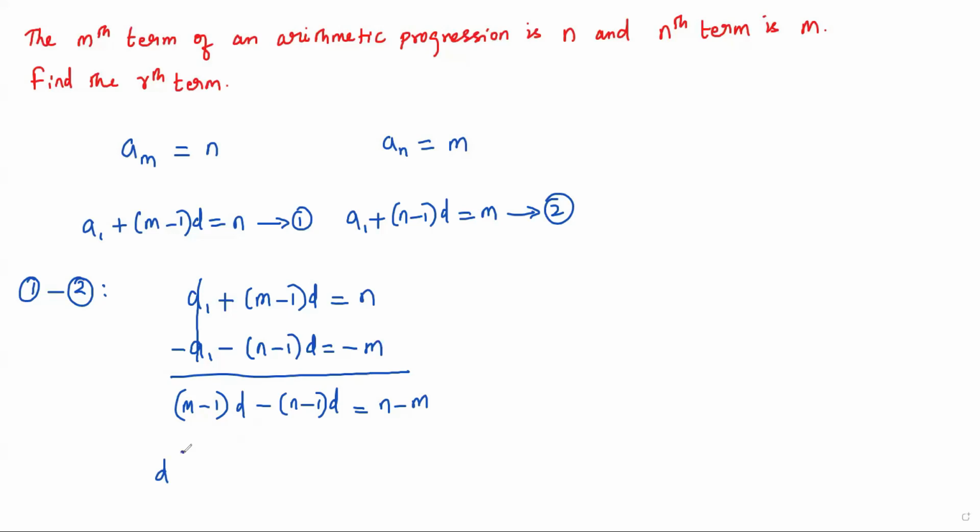If I factor d out, what will I have left in the first term and in the second term? For that, I have to divide both terms by the one I factored out, that is d. If I divide the first term by d, the d will cancel, and I'll be getting m - 1.